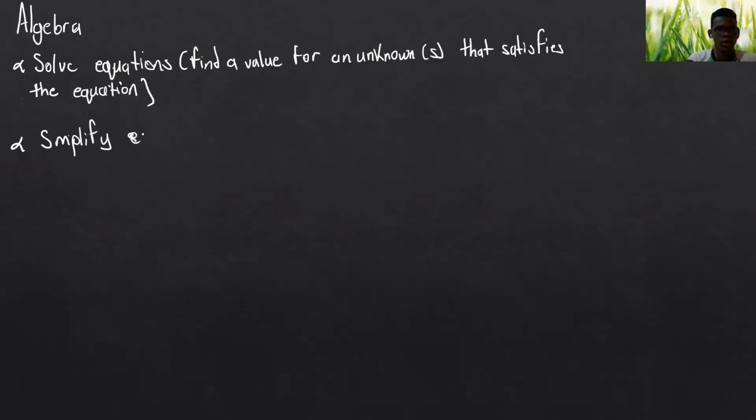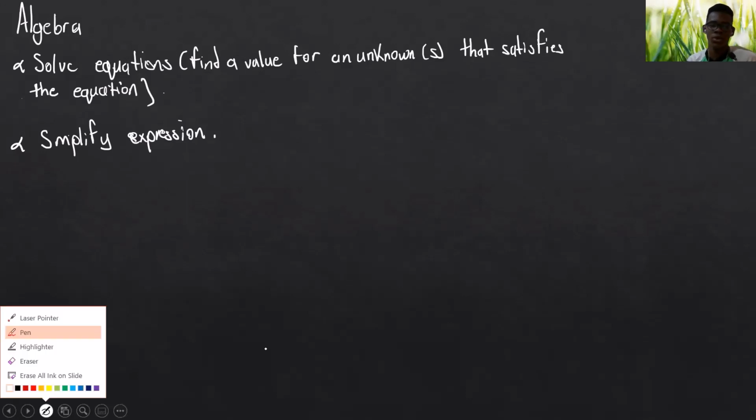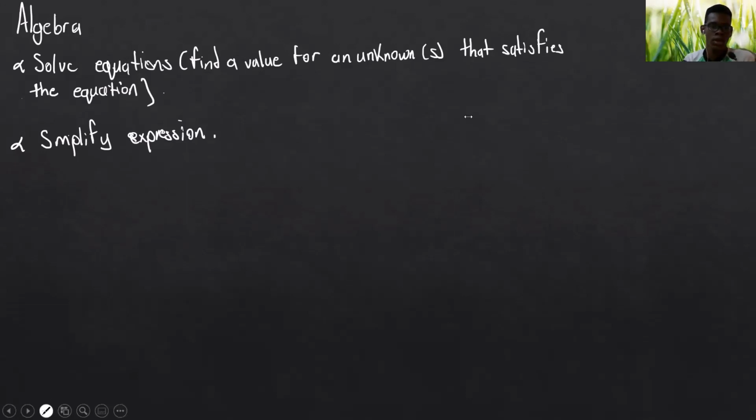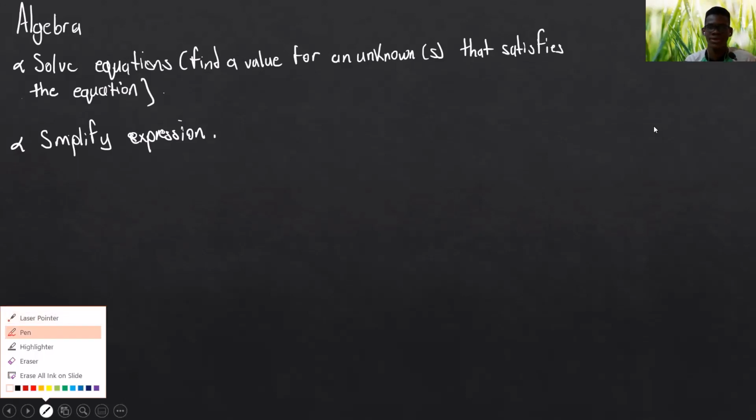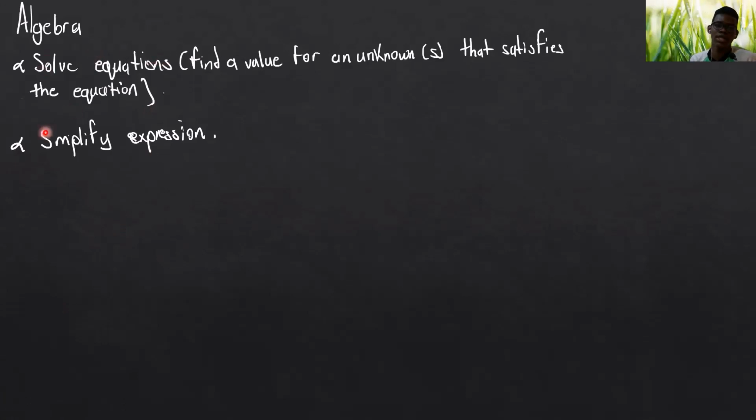We simplify what are known as expressions. Okay? So this is an important distinction to make. We can only solve equations and simplify expressions. Because only when you're looking at an equation can you actually find a value that satisfies that equation. We can only simplify expressions.